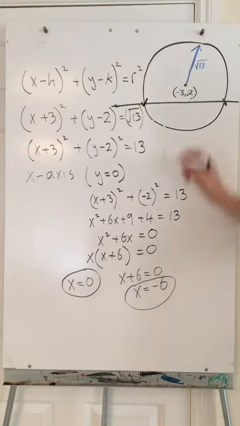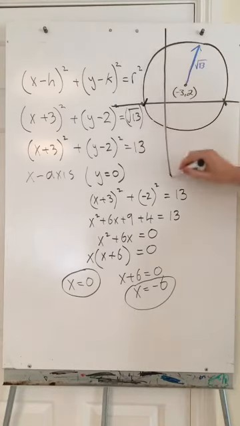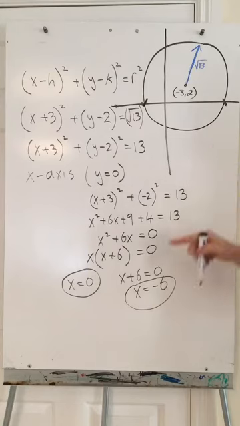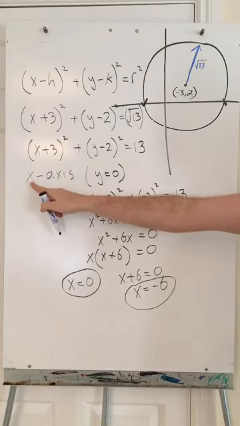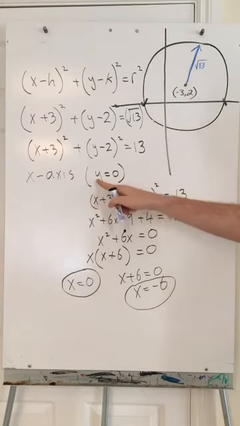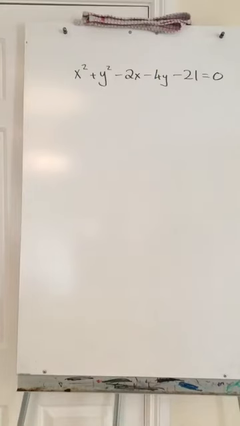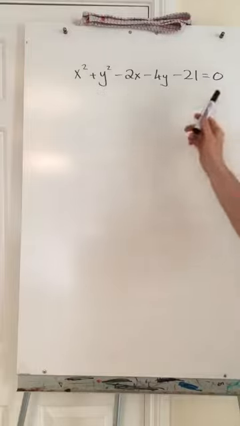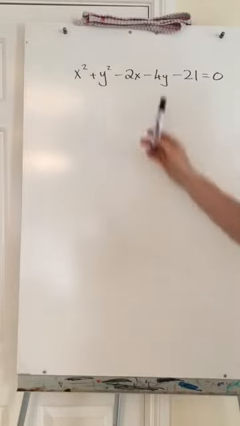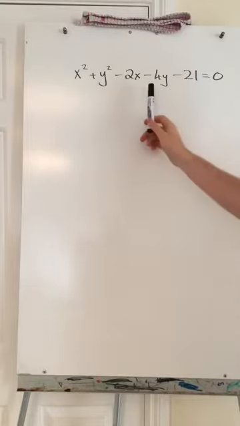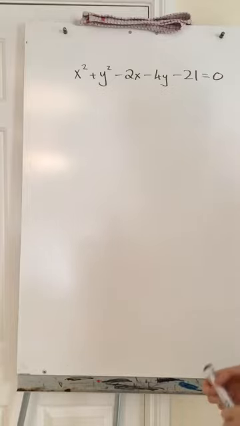Okay, to find where the circle would touch the y-axis, you do the exact same thing. So to find out where it would touch the y-axis, you would just let x equal 0, and the question would look very similar. Okay, so here is a circle now in this format here. So what I want you to do now, please, is I want you to find where this circle cuts the y-axis.